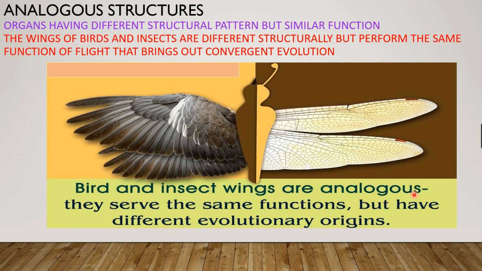As an example for homologous organ. Now coming to the second one, analogous structure. What are analogous structures? Organs having different structural patterns but similar function. So their structure is different but they perform the same function.